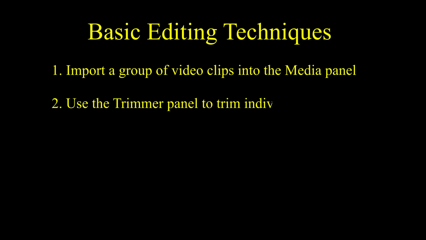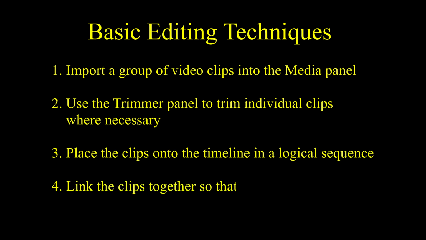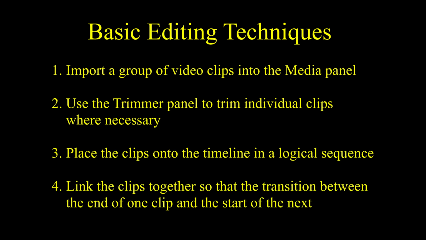These steps are: 1. Import a group of video clips into the media panel. 2. Use the trimmer panel to trim individual clips where necessary. 3. Place the clips onto the timeline in a logical sequence. 4. Link the clips together so that the transition between the end of one clip and the start of the next is one that is desirable.